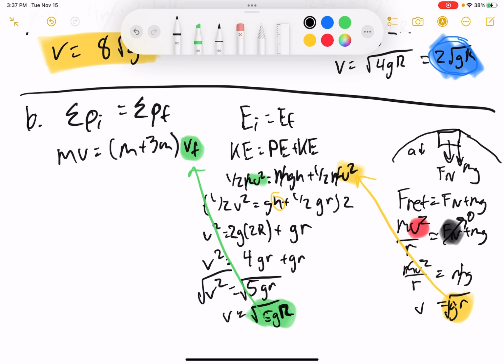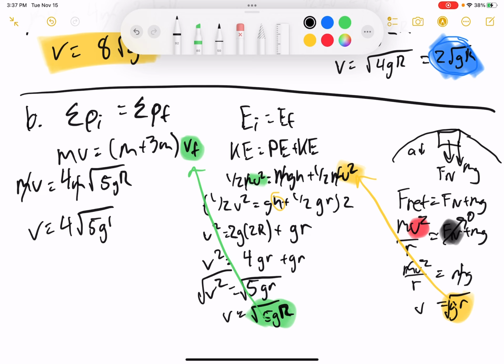Okay, and so what I'll do is I have mv equals 4m, and my velocity is root 5gr. The m's cancel, so I'm left with v equals 4 root 5gr. So that was a lot of steps. When you have these multi-step questions, it's really important to say, okay, start with what I know, right? I got the momentum part. What do I need to know next? And try to build those pieces in.